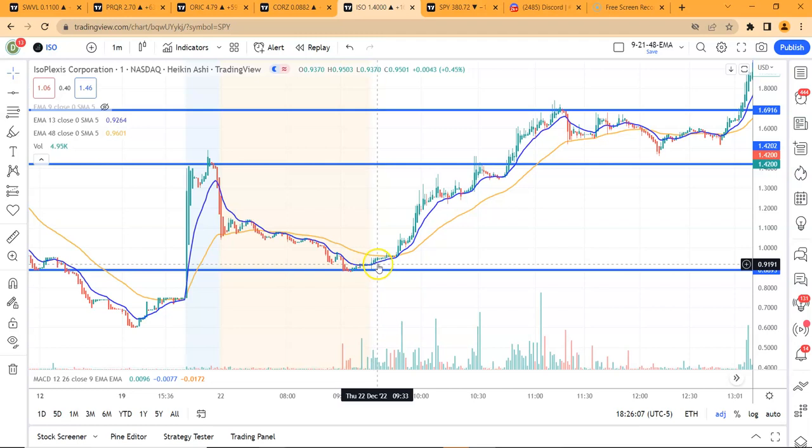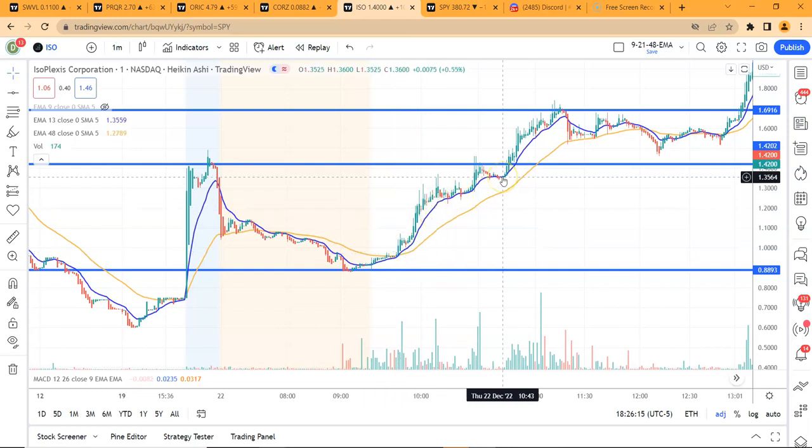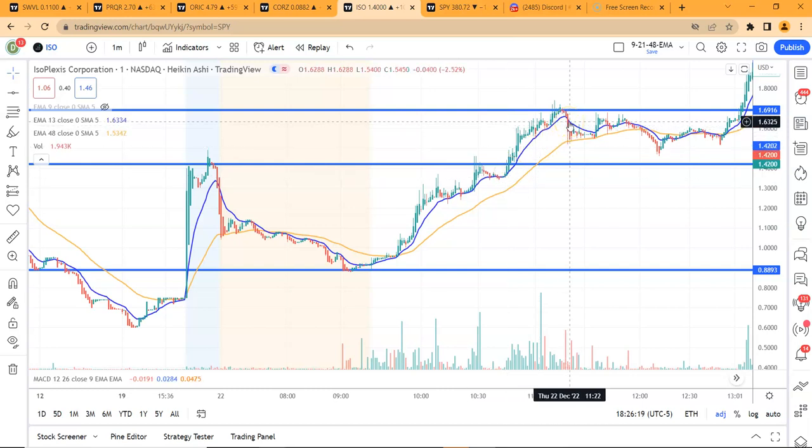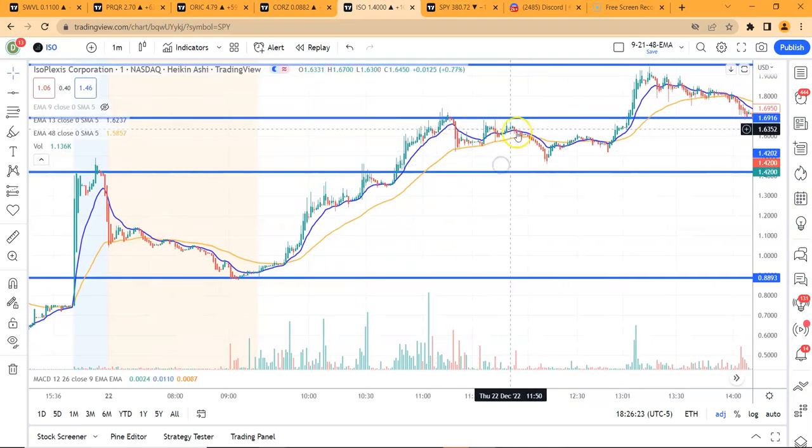The thing is, when your 13 crosses the 48, things are bullish. As long as the stock is very strong and holding this 13 area, you can play it all the way. Once the 13 is broken, you get out, or you wait until the blue 13 line crosses under the 48. So this is the entry, this is the exit.